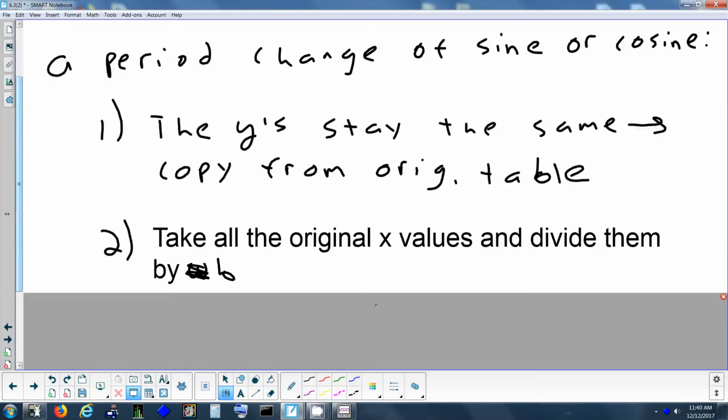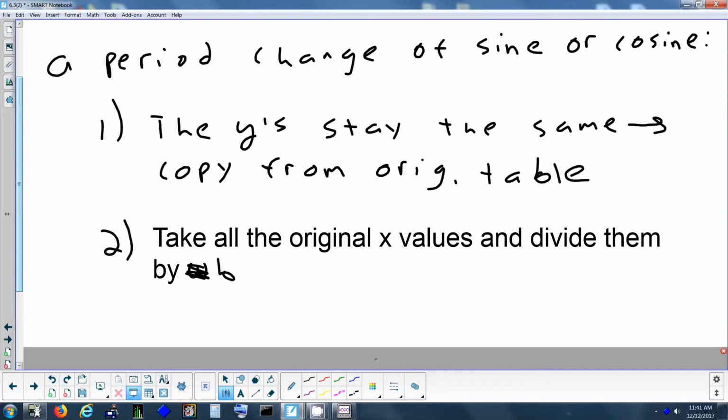To find your new x values, just take the original x's and divide them by b. That's it. Take the original x's, 0, pi over 2, pi, 3 pi over 2, 2 pi, and divide them by the number in front of x. So most of the time, that means you're going to have fractions over fractions. And what do you use when you have a fraction over a fraction? Reciprocal. Okay? Does everybody have the two steps that want to copy it for a period change?